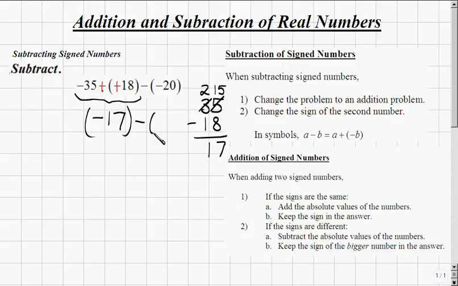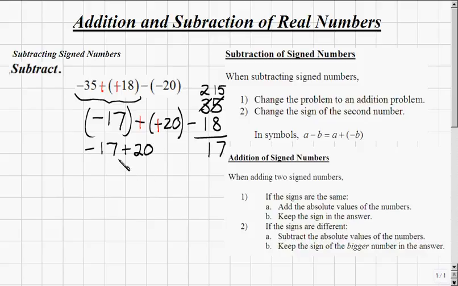Minus a negative 20. Again, we're subtracting signed numbers. So when subtracting, we'll change the problem to addition and change the sign of the second number. So this will become adding a positive 20. Let's rewrite this. Negative 17 plus 20.